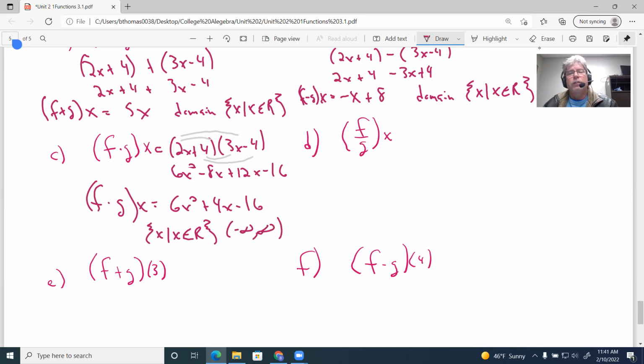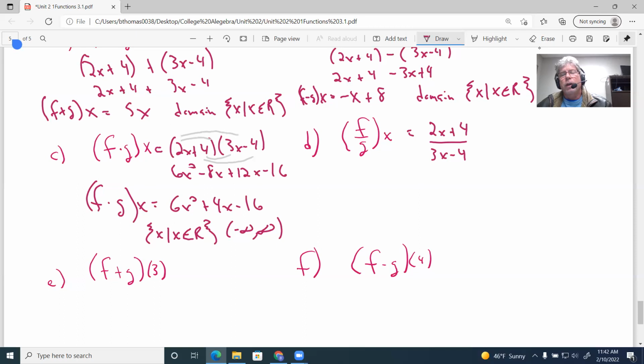So my last one here is f over g, so that's division. So it's going to be 2x plus 4 over 3x minus 4. Notice the numerator can't be factored any because there's not a GCF and it's just a linear. So linear doesn't factor. It's got to be quadratic or something to factor.